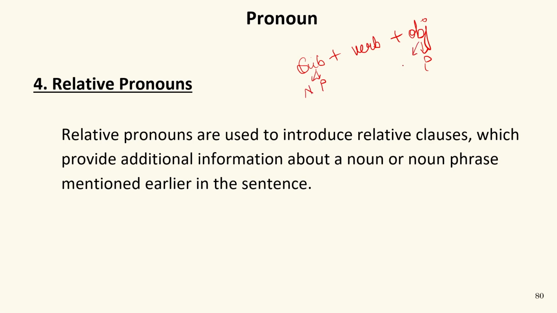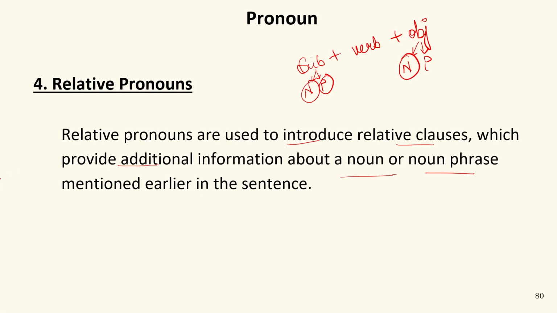Now when the subject or an object is related to the entire part of the sentence, whenever we are relating a subject with another word, we use a relative pronoun in that case. Relative pronouns are used to introduce a relative clause, which provides additional information about a noun or noun phrase mentioned earlier in the sentence.